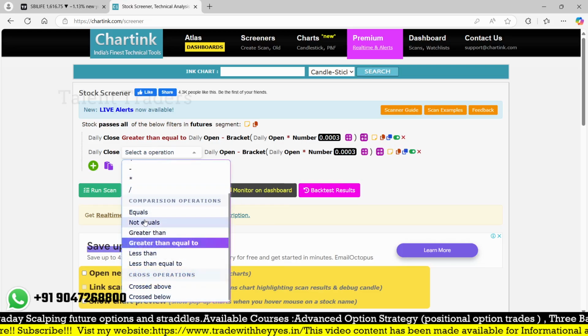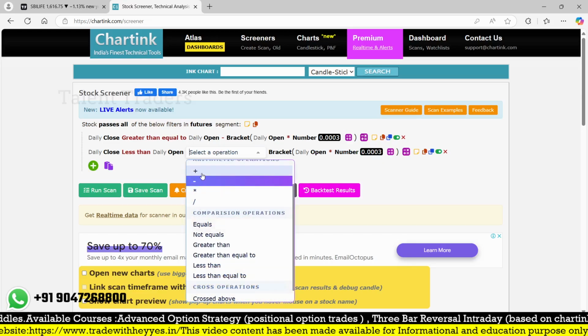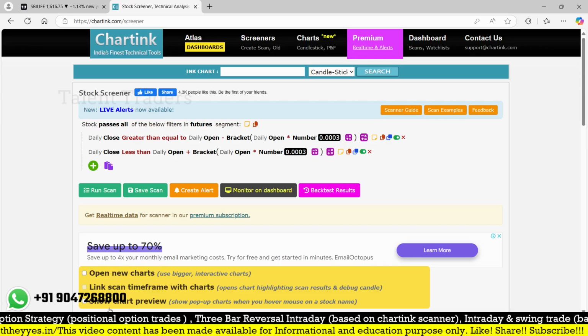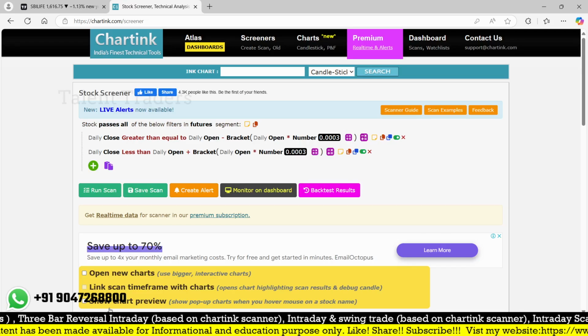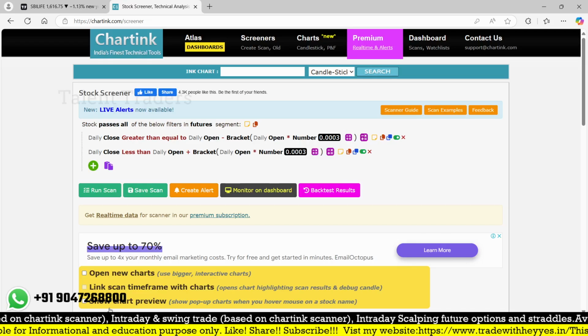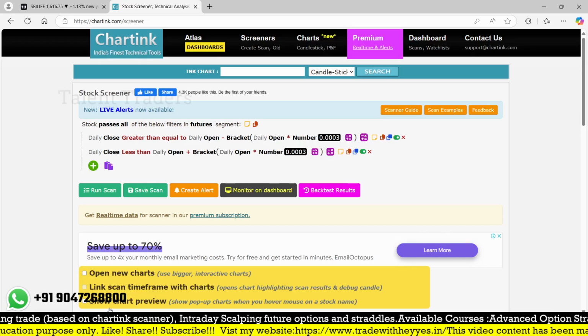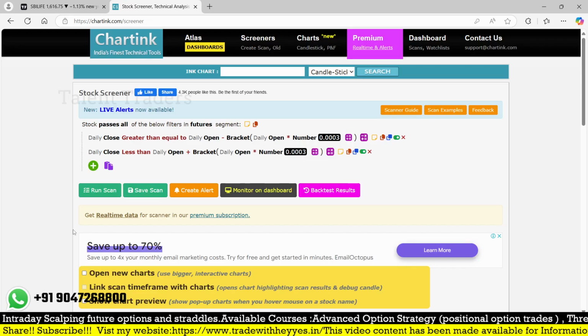Here it should be less than, and one more symbol changes: it's a plus. Previously we added the closing price with the opening price and the percentage change, and here in the second line, the opening price plus the percentage change. The condition is the open and close price, but from the open, the close may differ somewhere. The 0.0003 percentage is what I'm looking for.